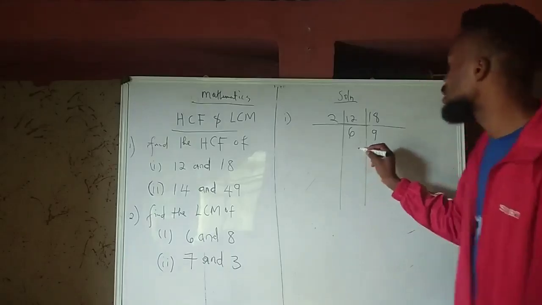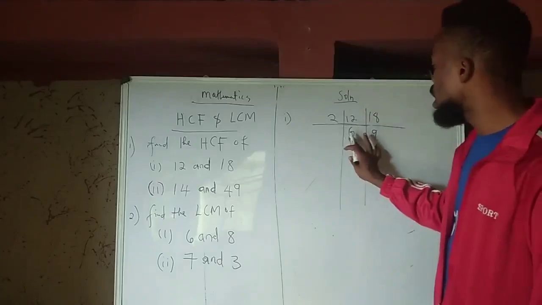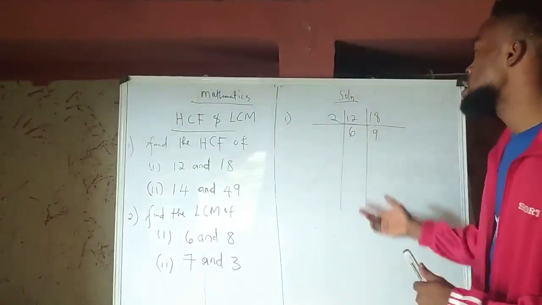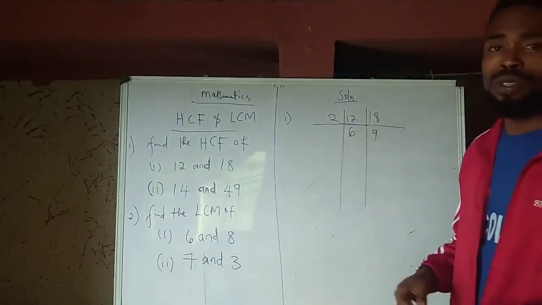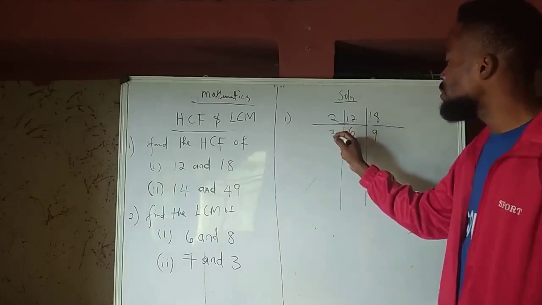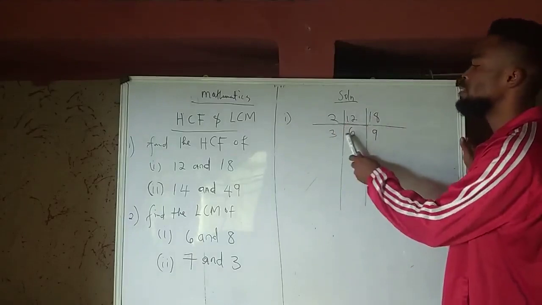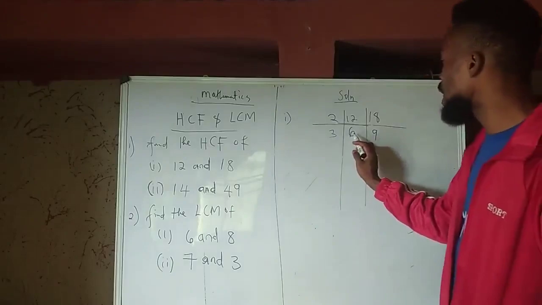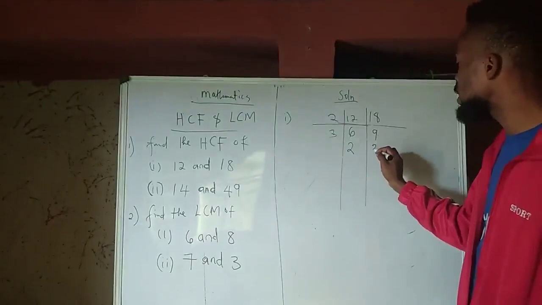Alright, so that's done. So we also look at these two numbers. Can they be divided by 2 without remainder? 6 can, but 9 cannot. Since 6 can and 9 cannot, we don't use 2 to divide through. What we use is going to be 3, because 6 can be divided by 3 without remainder, and 9 can be divided by 3 without remainder. So we have 6 divided by 3 to get 2, right? And 9 divided by 3 to get 3.